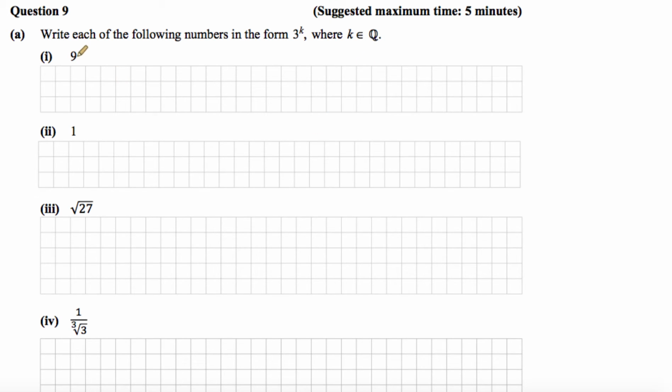Okay, well, the first one is number 9, and we know 9 can be written as 3 squared, or 3 to the power of 2. So 2 is an element of the set of rational numbers. The second one is the number 1, and we should know that any number raised to the power of 0 is 1, so we could write 1 as 3 to the power of 0. So the rules of indices that you should be using to guide you through this are in your tables book.